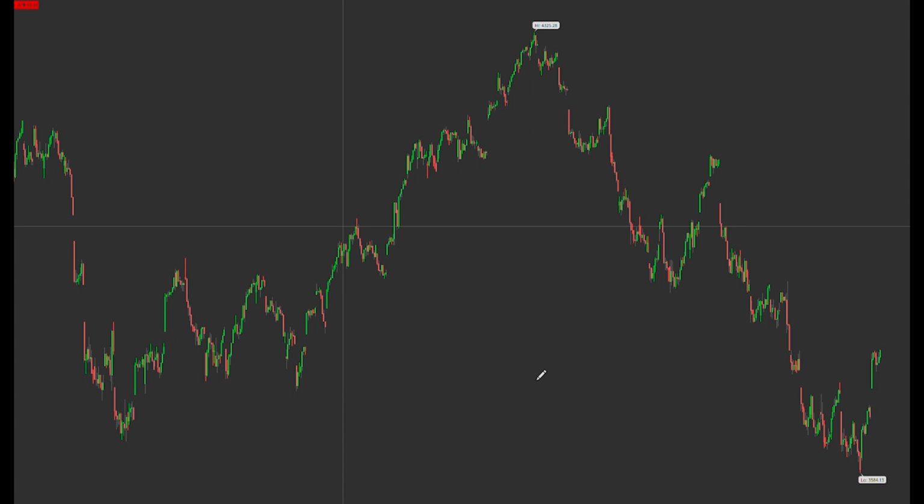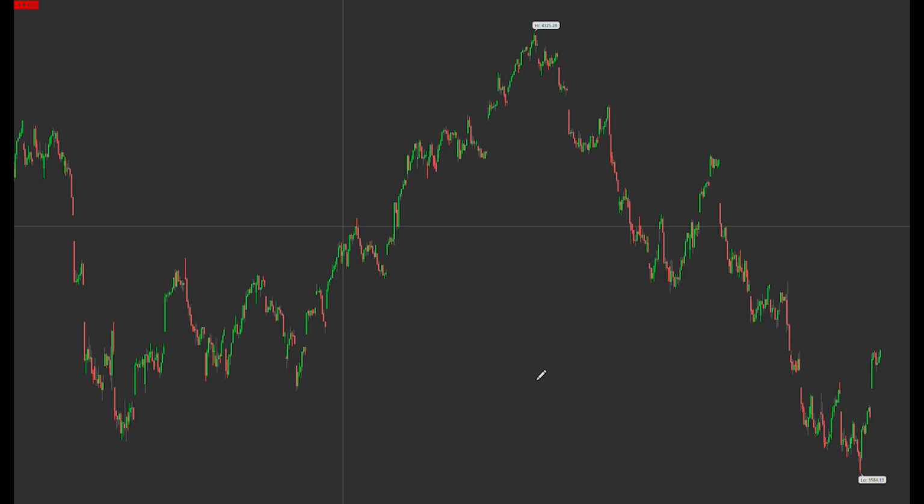Let's say you're carrying a ball and you throw the ball down at the floor. That ball is going to bounce back up at you. And that is what support is. Support is going to be the level where price starts falling down, but it's there to catch it.